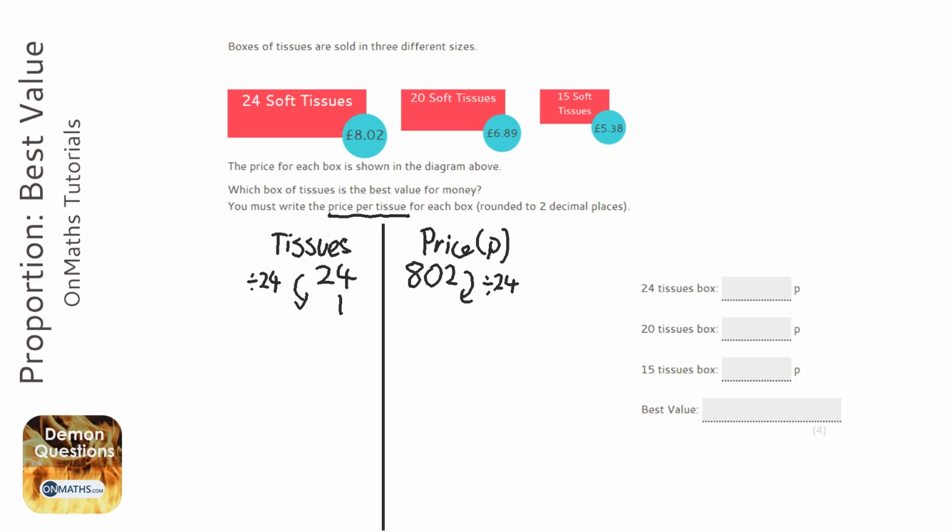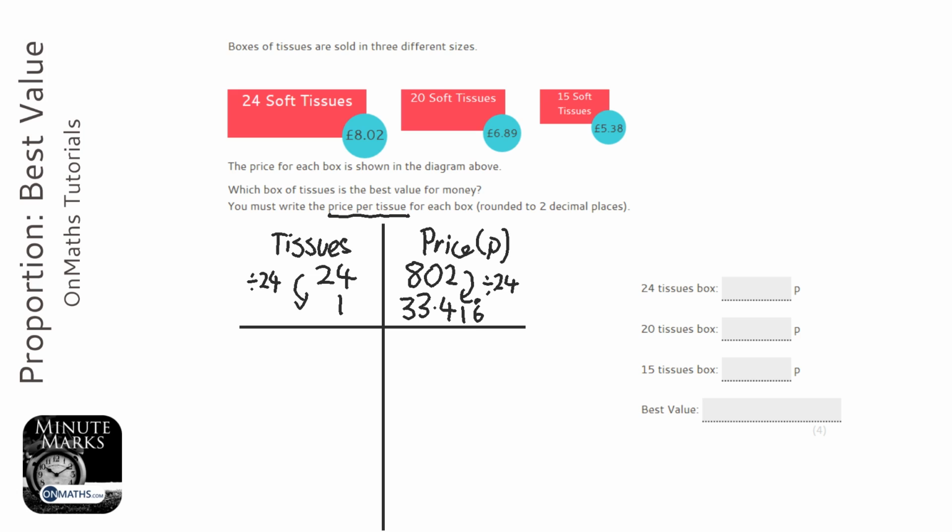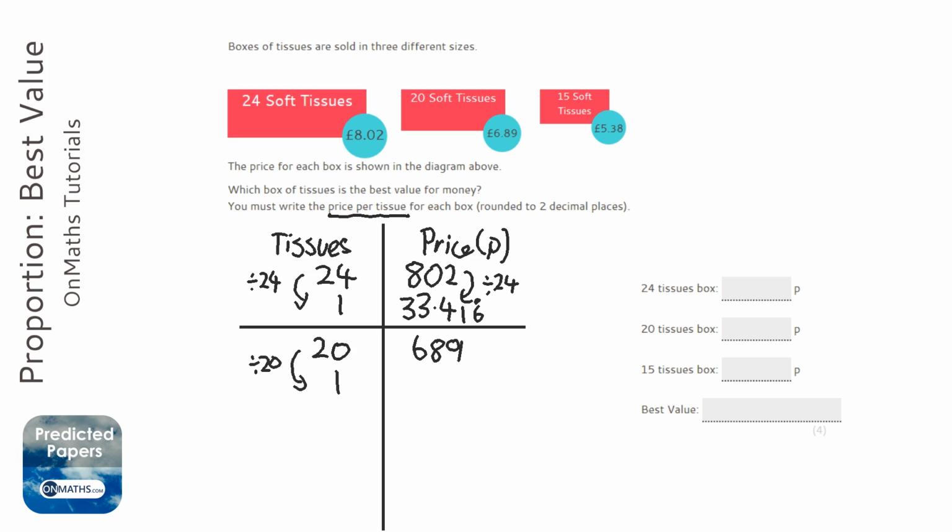So I do 802 divided by 24, and I get 33.416 recurring. Okay, let's try the next one. So that's 1 done. In fact, if I draw a line, then I can show that I've done that. Okay, so the next one is 20 tissues, and that costs 689 pence. So this time I'm going to divide both sides by 20, so I know how much 1 tissue costs.